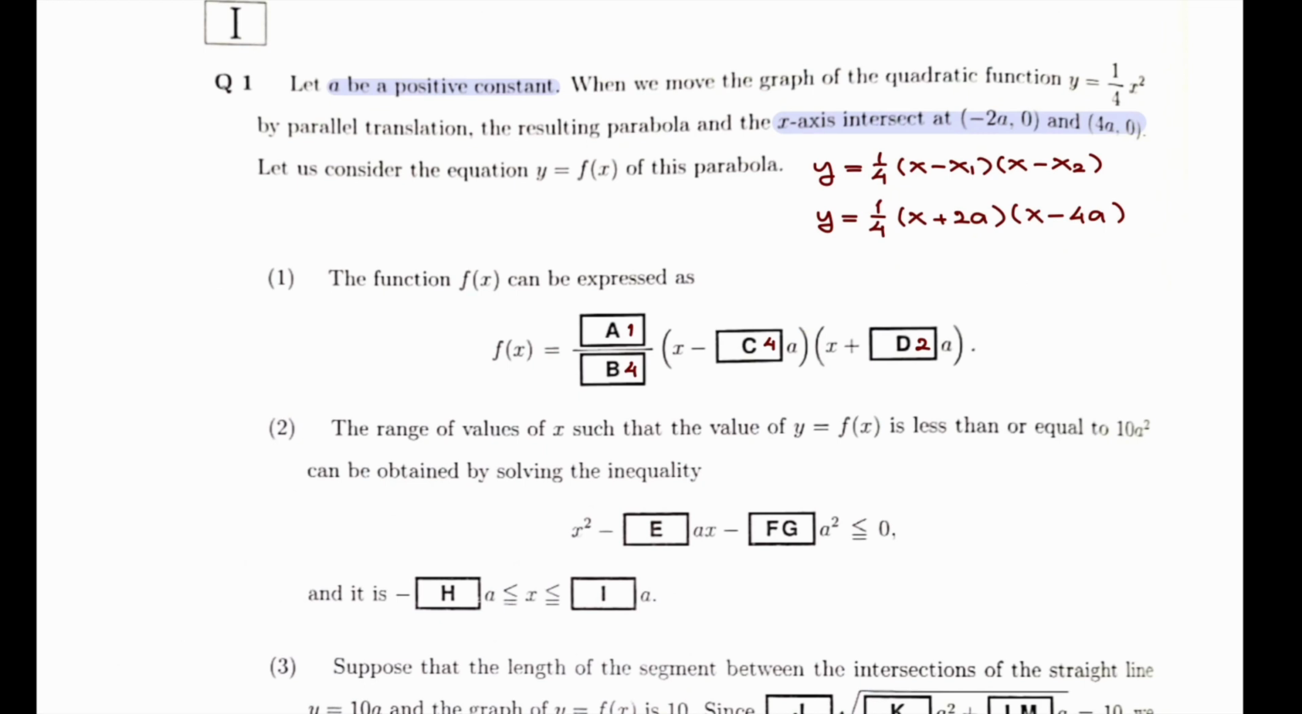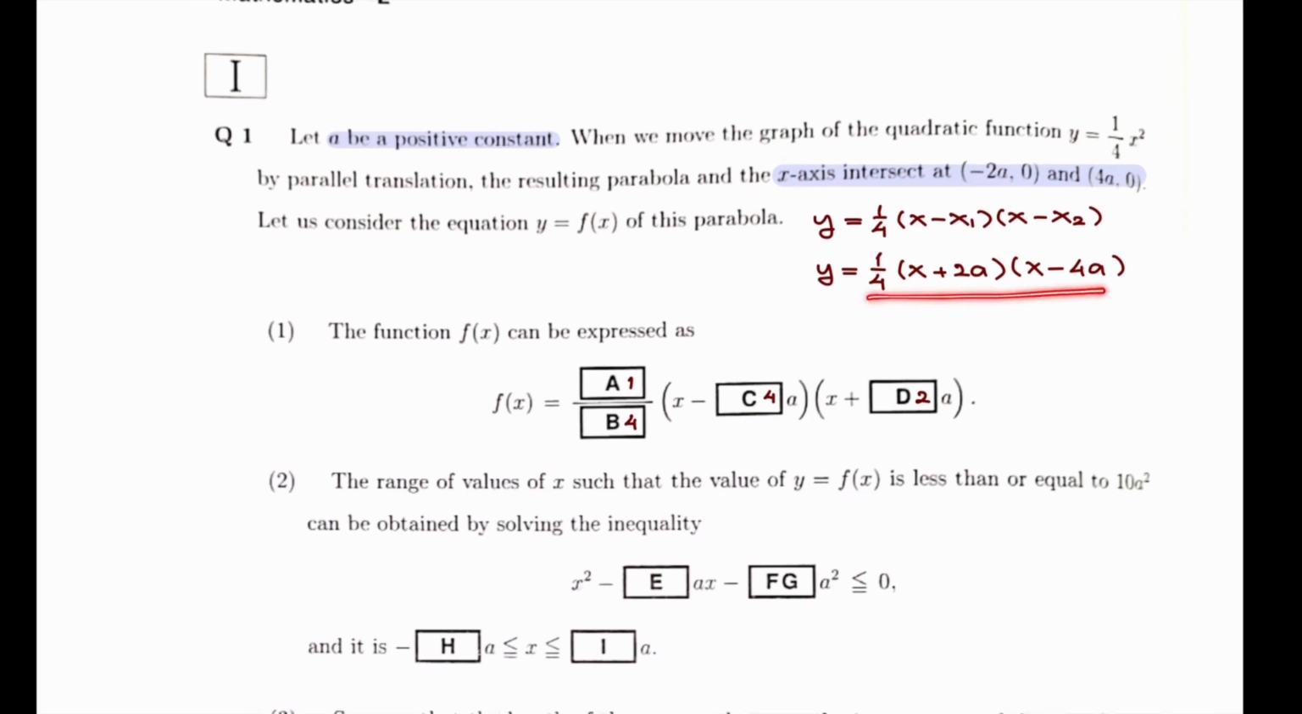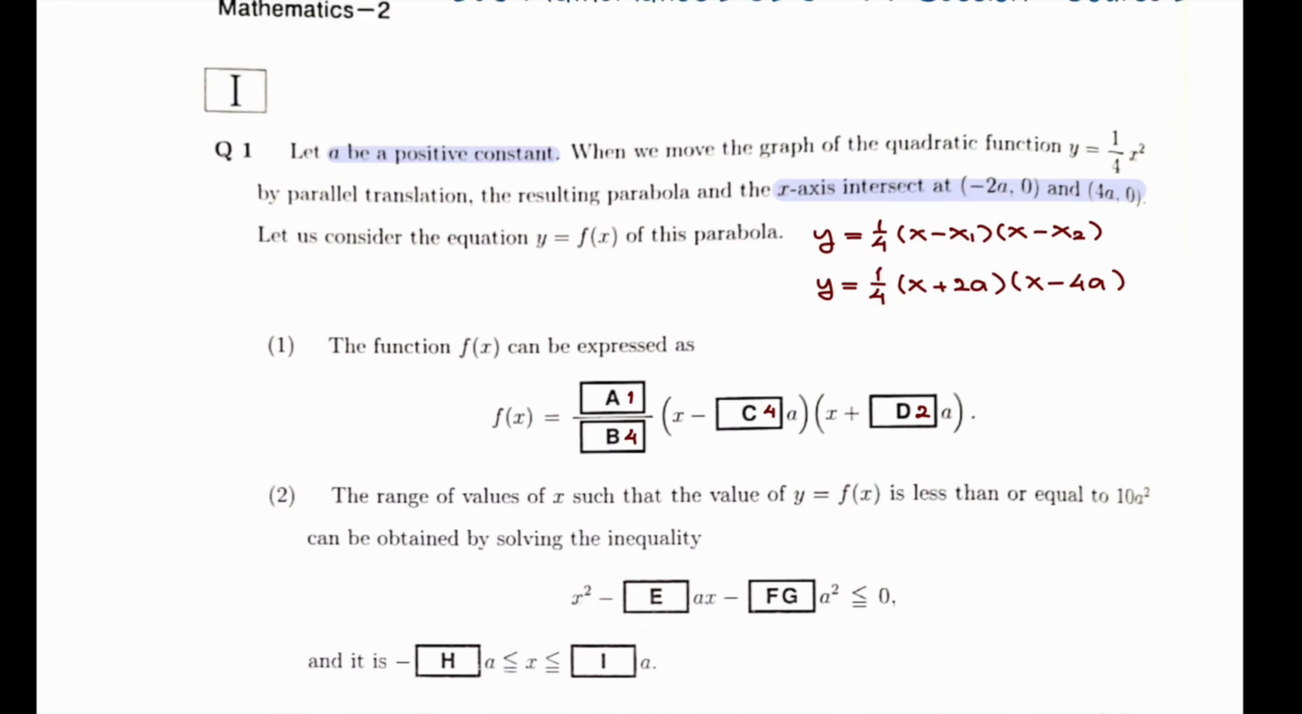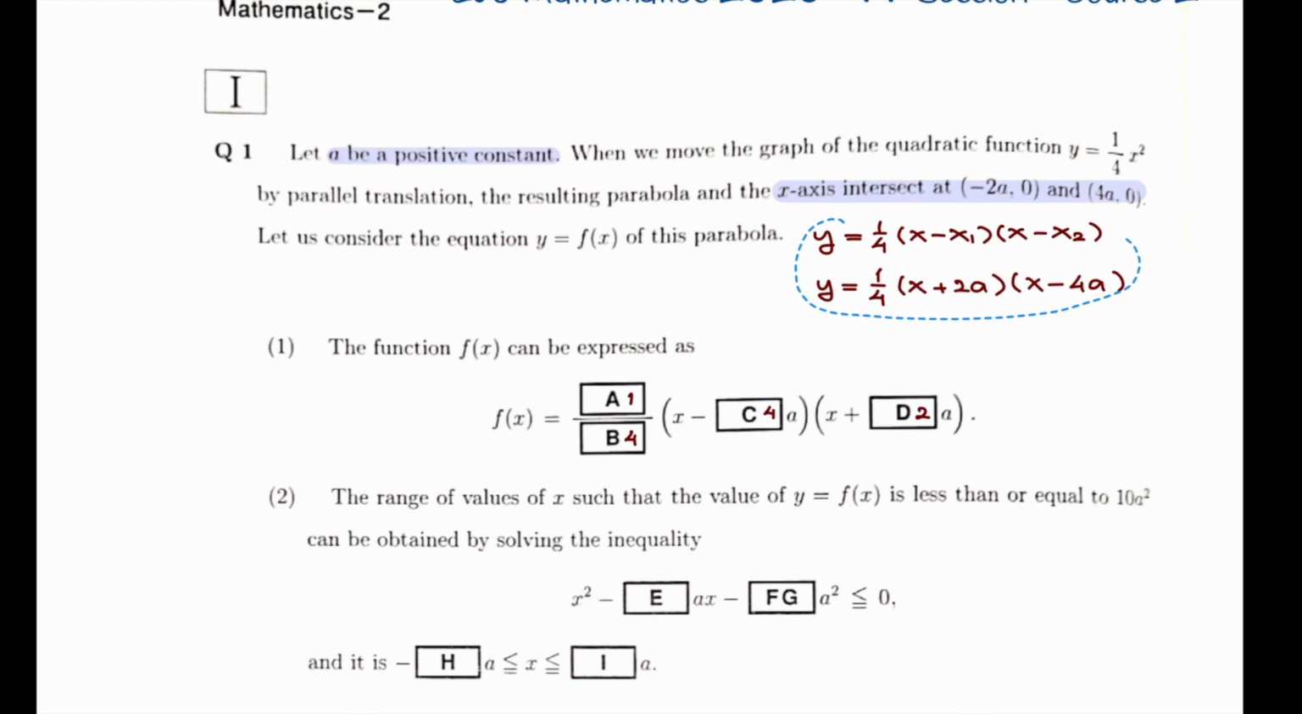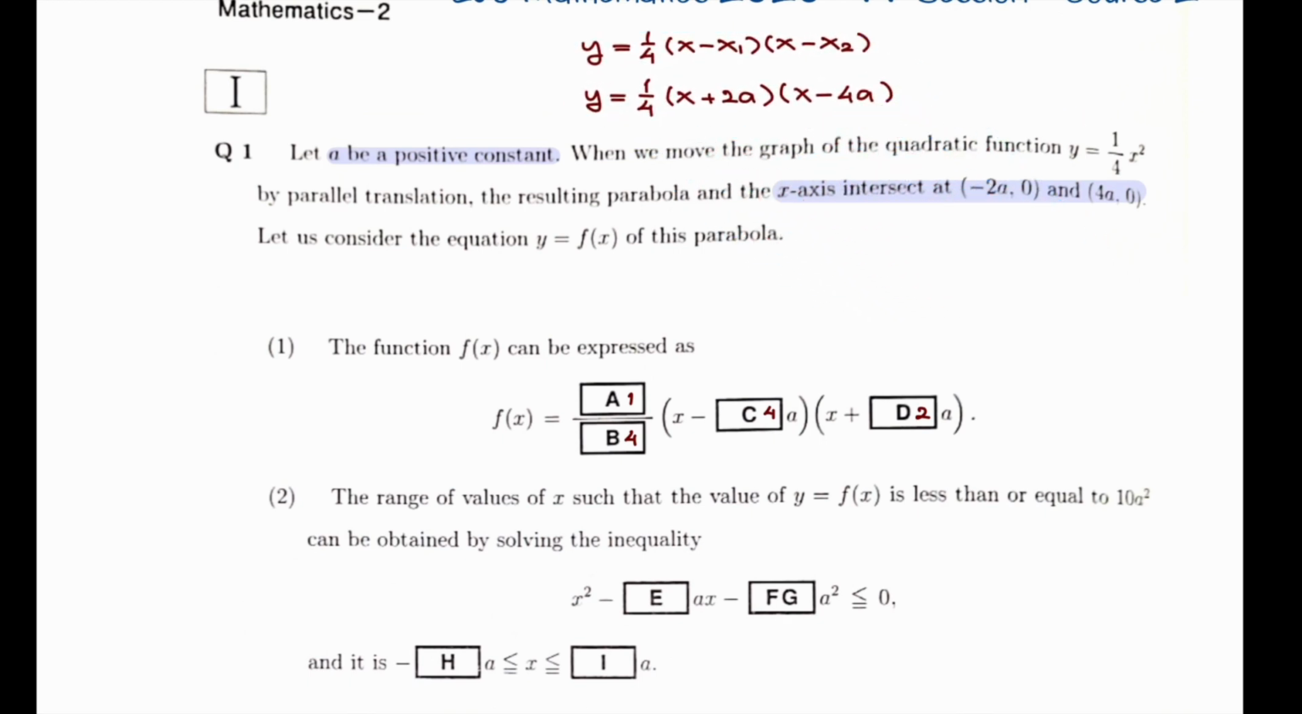And then the range of values of x such that the value of y equals f of x, you need to remember this is our y equals f of x, is less than or equal to 10a squared can be obtained by solving the inequality blah blah blah. So now I want to find the range of values of x such that this expression is less than or equal to 10a squared. I will move the equation here.